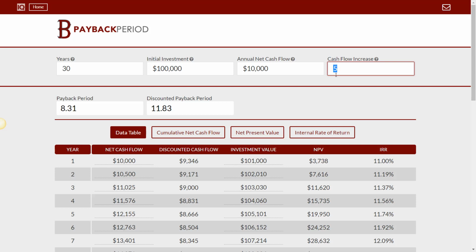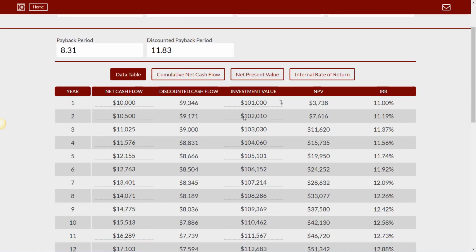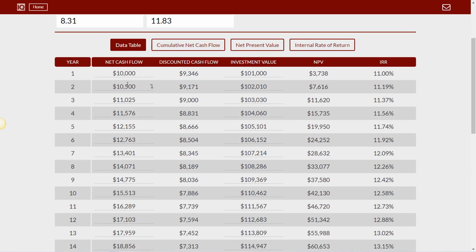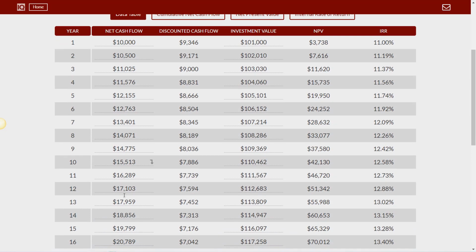Now the calculation becomes a little bit more difficult. That's because their cash flows become different each year, and it's no longer as easy as dividing X by Y. This can be illustrated by the data table below in the net cash flow column. You can see our net cash flow increasing each year by 5%.